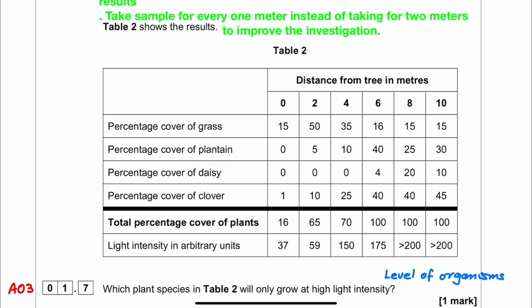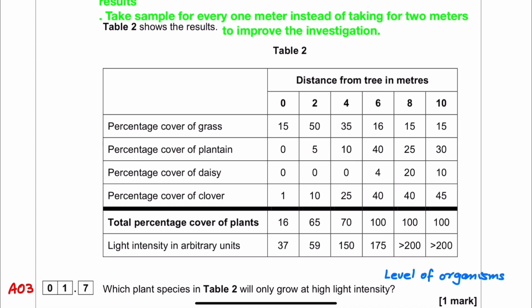If we see from here, the growth is zero when it is under the shade of the tree. When it is 6 meters away, we can see that it starts growing. As the distance is increasing from the tree, the growth of the daisy is increasing, which shows that as the plant is covered more by the light, there is more light intensity and the plant is growing due to photosynthesis.